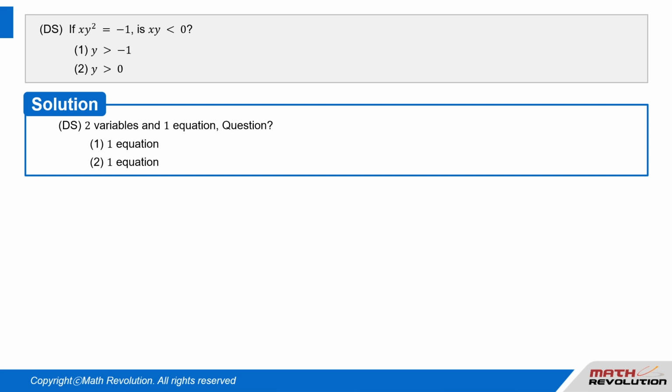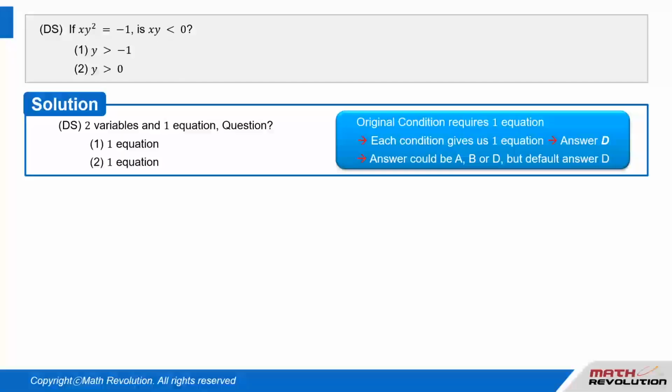Now, two variables and one equation would generally require one more equation for us to be able to solve for the value of the variables. We know that each condition would usually give us an equation, and since we need one more equation to match the numbers of variables and equations in the original condition, the logical answer is D. The answer could be A, B, or D, but the default answer will be D.